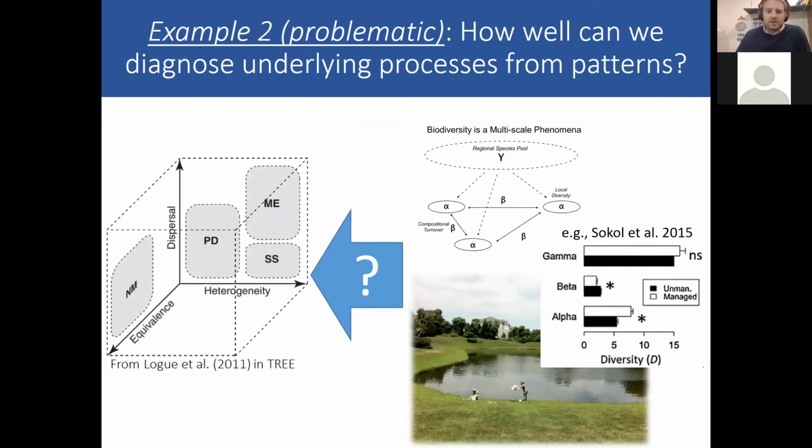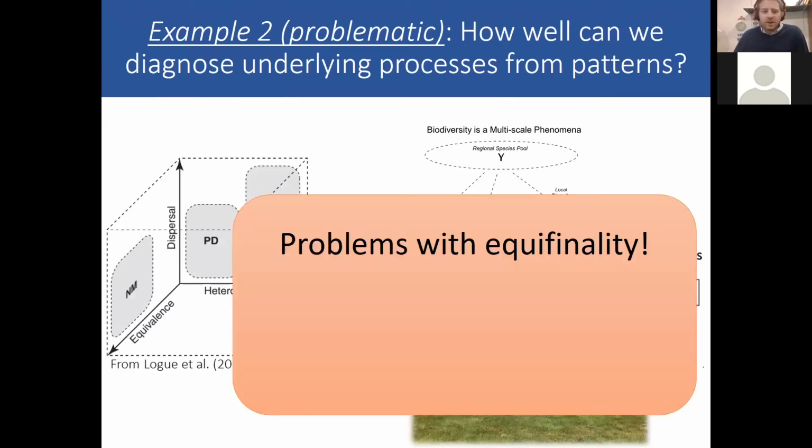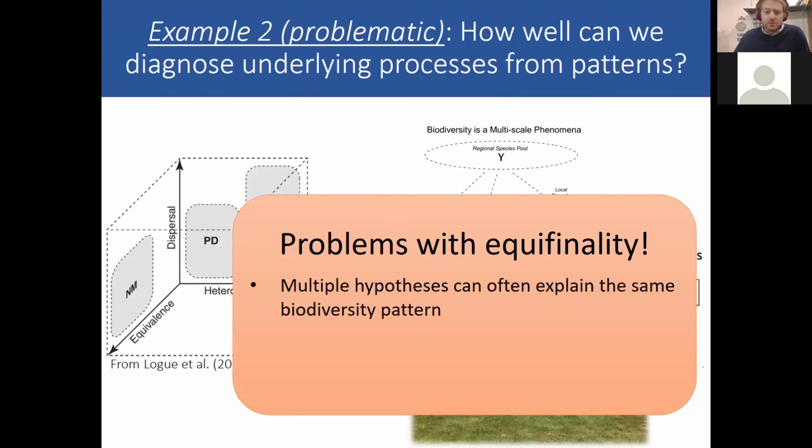However, a lot of times folks set out to conduct an observational study, see a pattern, and try to infer a process from that pattern. For example, here we had a study where we looked at community composition in ponds. It's tempting to infer an underlying process from the diversity you observe in a snapshot of, in this case, zooplankton in our ponds. But there's a problem with equifinality. Through modeling, we're able to show that multiple underlying processes could create the pattern that we observed in the landscape.